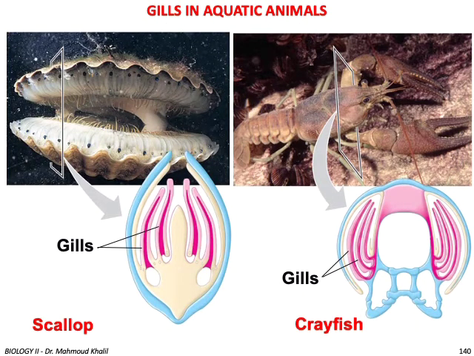Here you can see as well in the scallop that the gills are located internally between the bivalves of the animal, two pairs. While in crayfish, the gills are localized as well internally inside the shell of the crayfish.